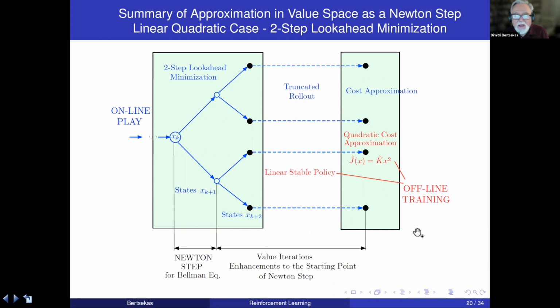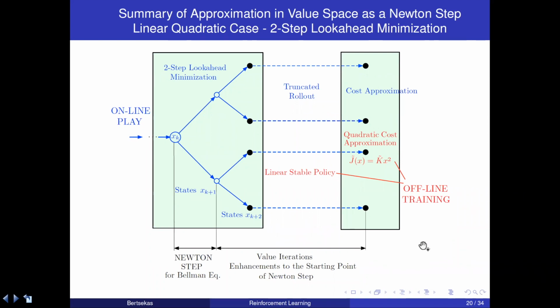Now, of course, I still have to justify this very broad statement, but as we go along, we will see that there are justifications. If you think through it, you'll find that this is a very general figure, with a first Newton step and then enhancements to the starting point of the Newton step through extra look-ahead minimization and also truncated rollout. Are there any questions about this figure?